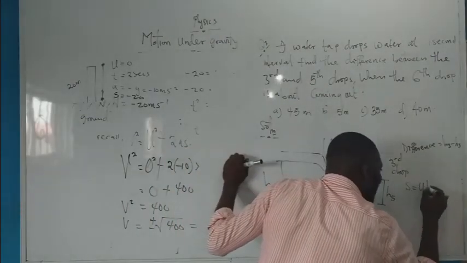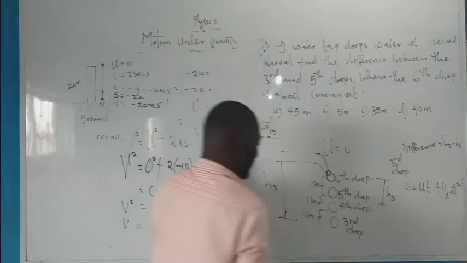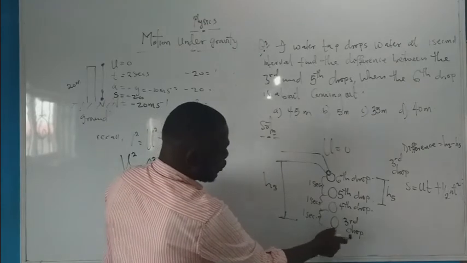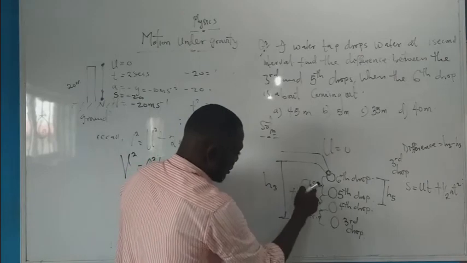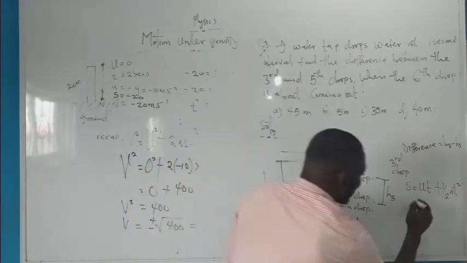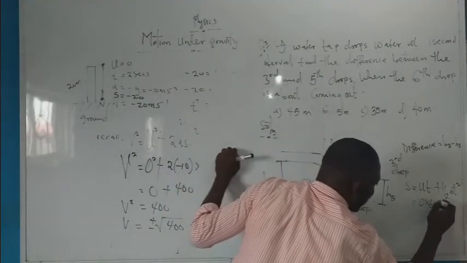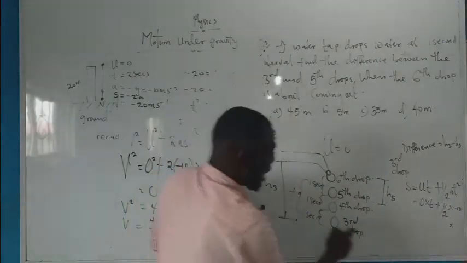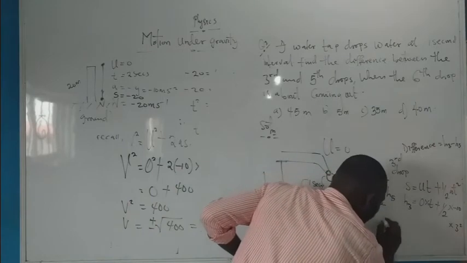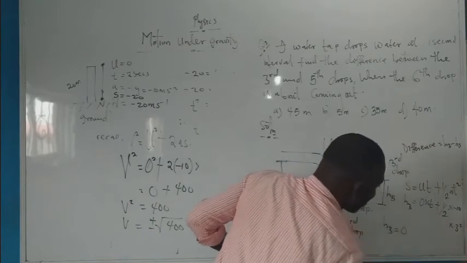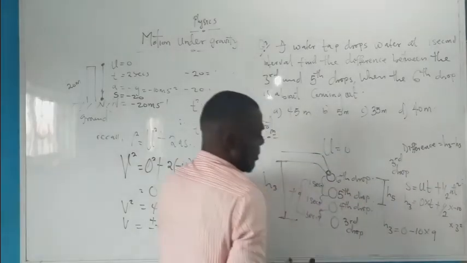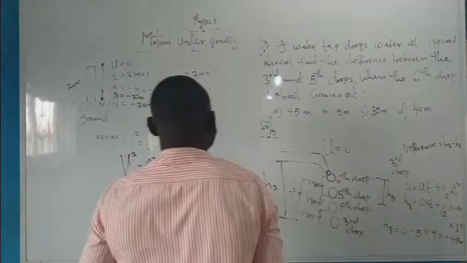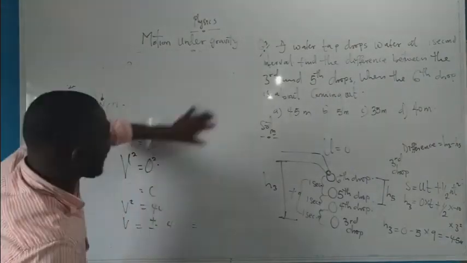We have s equals ut plus 1 over 2 at squared. Okay? The time for the third drop is this plus this, 1 plus 1 plus 1, that's 3. So this will be equal to u is 0, times t, plus 1 over 2 times a, which is minus g, that's minus 10, times t squared, that's 3 squared. This is H3. So H3 equals 0 plus minus 5 times 9, that's minus 45 meters.